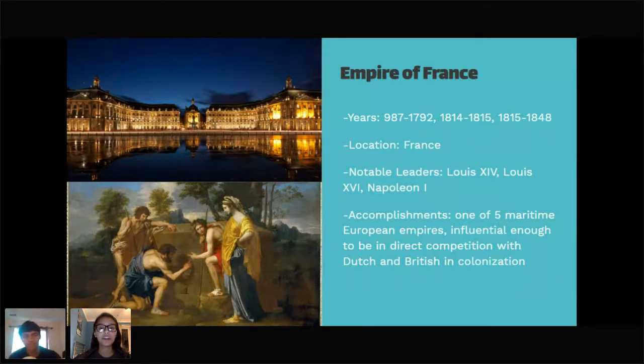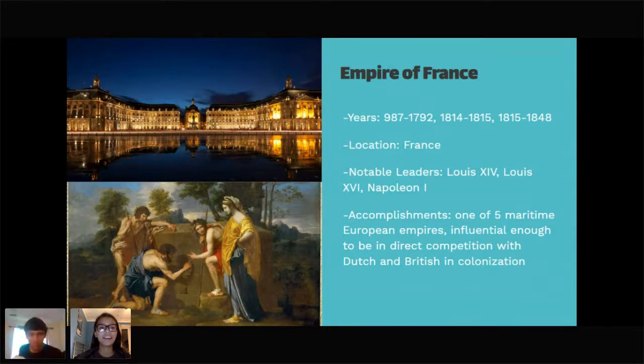So as its name implies, it was in France. We have some really notable leaders at this time. We have Louis the 14th, we have Louis the 16th, and we have Napoleon. So probably some of the more well-known European leaders, known for just being really strong or really powerful leaders, or in the case of Napoleon, really great at conquering lands and then really great at being exiled twice. So accomplishments. They're one of the 5 maritime European empires.